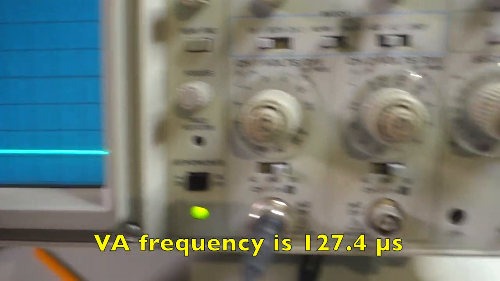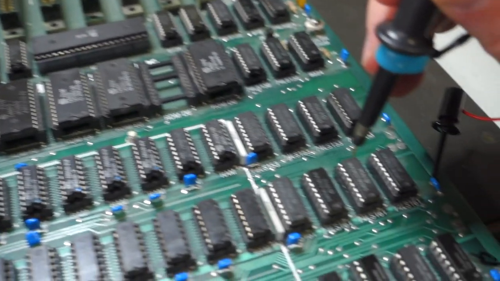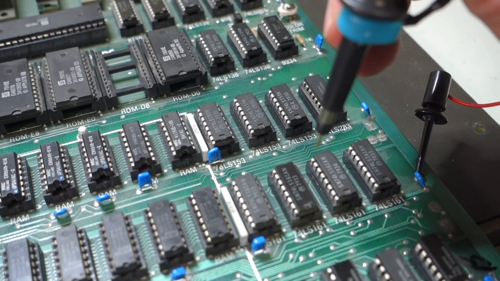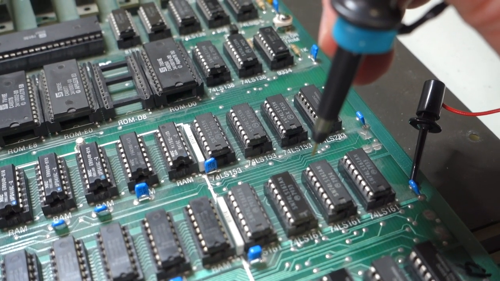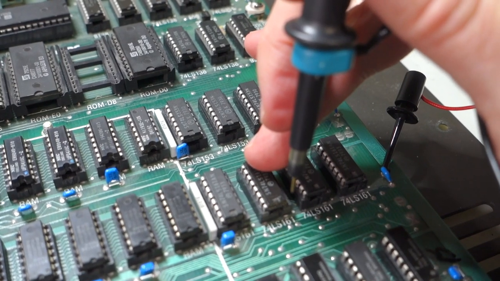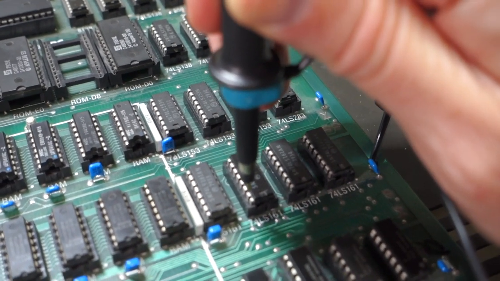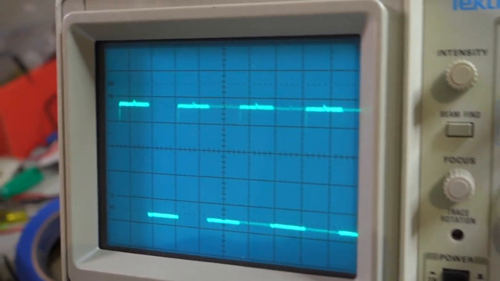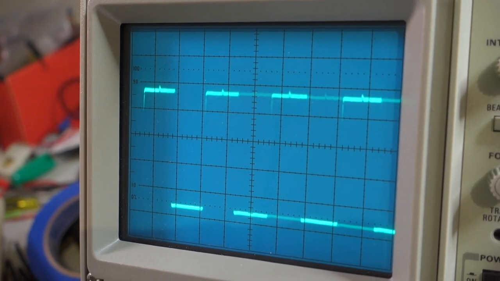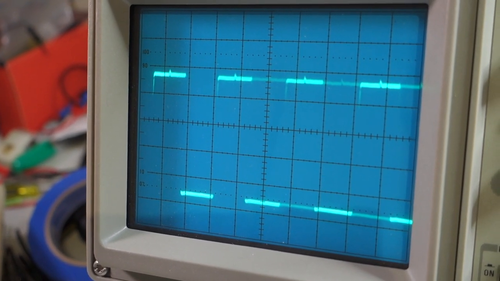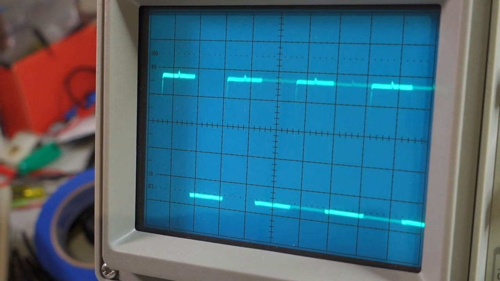Now, let's go ahead and we'll look at line VB. So this should be the second vertical address line. And this is on chip D12, pin 14. So here is D12 right here. And pin 14, so this is 16, 15, 14. So we'll just put the probe right there. And you can see, again, VB looks good. It goes from 0 to 4.5. It's now half the frequency of VA, which makes sense.